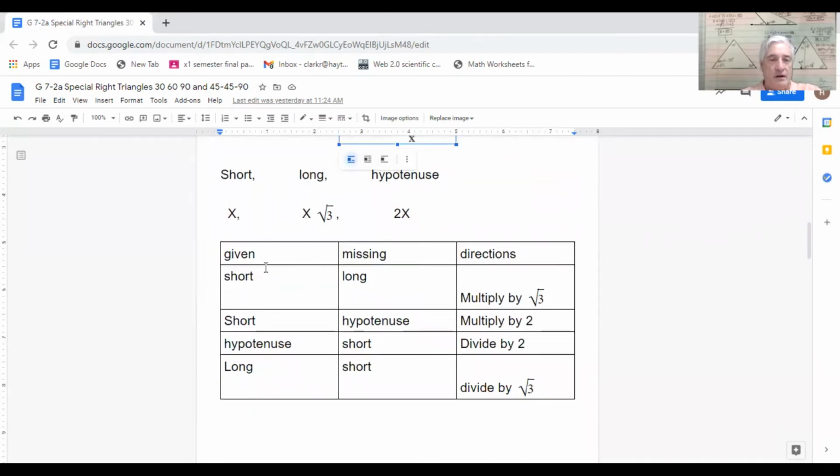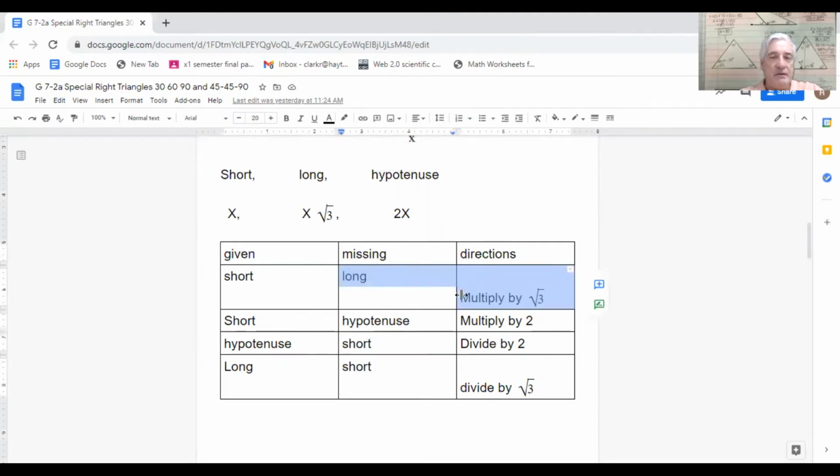If they give you the short and you want to go to long, you multiply by square root 3. You just put a square root 3 after your number. If you go from short to hypotenuse, you multiply by 2. What's the opposite of multiply by 2? That's right, divide by 2. So if you go from hypotenuse to short, you divide by 2. What's the opposite of multiply by square root 3? When you go from long to short, you divide by square root 3.